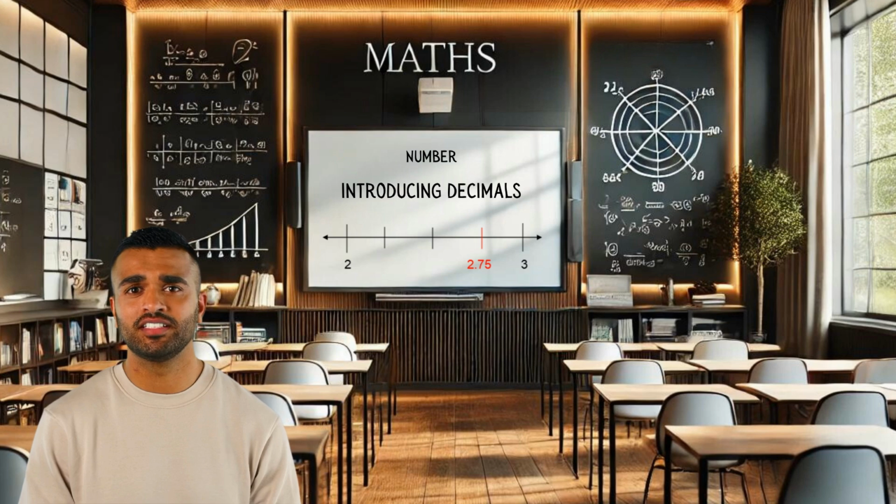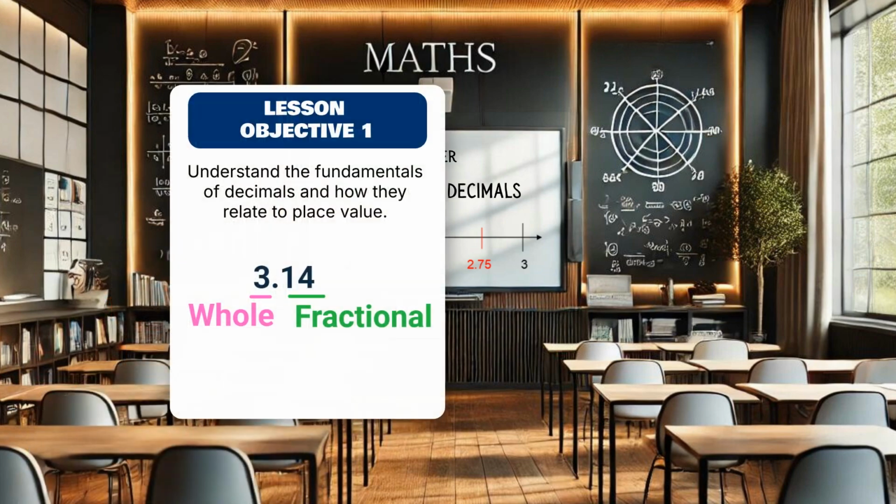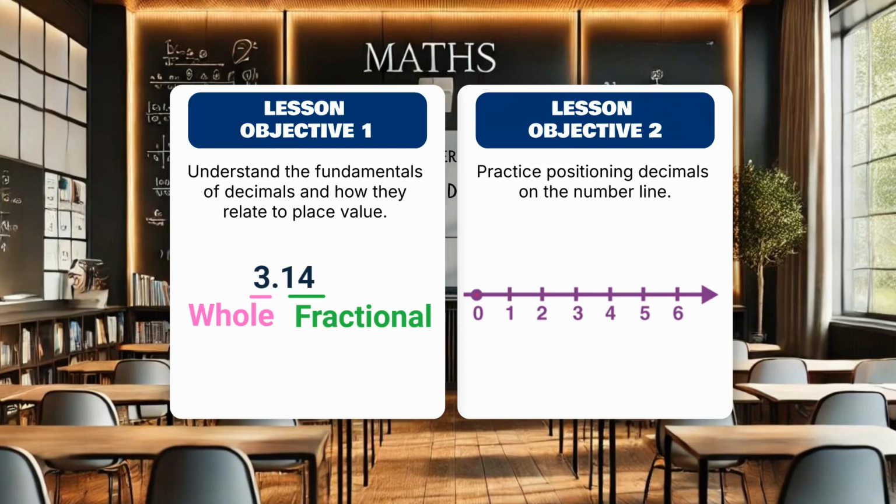We'll begin by revisiting the number line, recognizing positions of integers and fractions to establish context. We'll delve into the fundamentals of decimals, examining how they relate to place value. Then, we'll practice positioning decimals on the number line, ensuring you can visualize their exact locations. We'll apply this knowledge to practical examples, showcasing how understanding decimal placement can solve real-world problems.